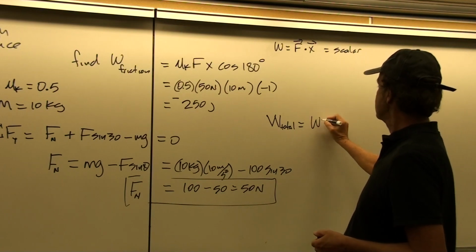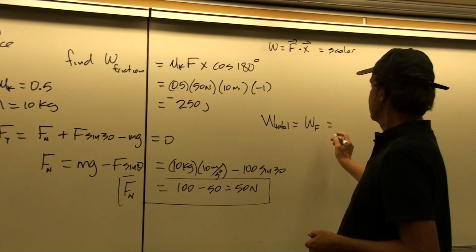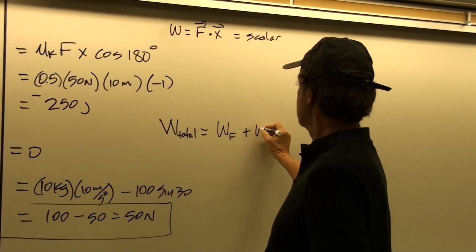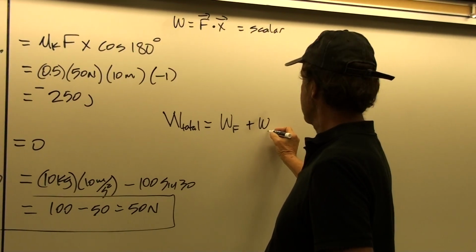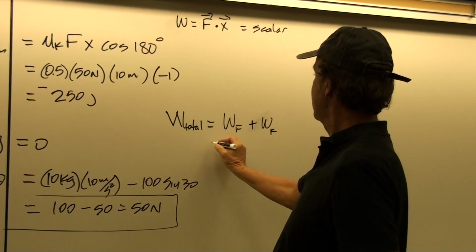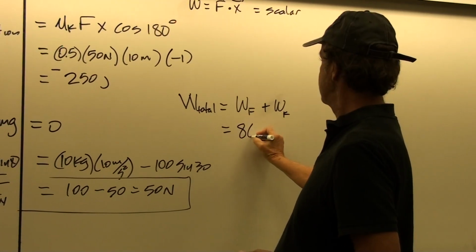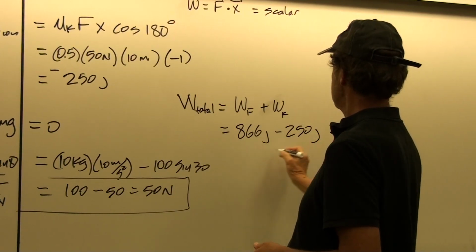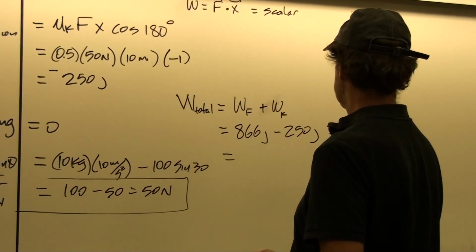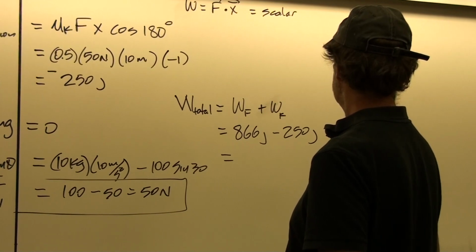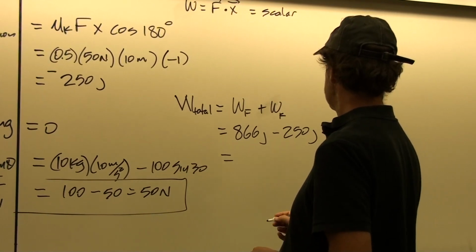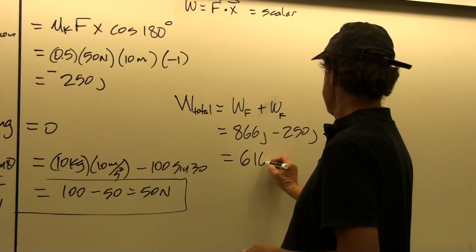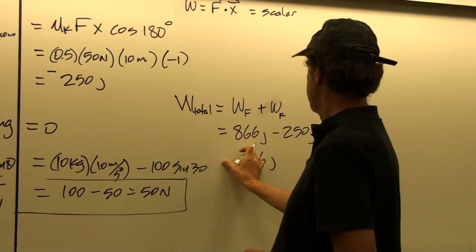So this would be the work done by the force, which is acting, plus the work done by kinetic friction. And so that's going to be 866 joules minus 250 joules. And so that would give us 616 joules for the total amount of work that's done.